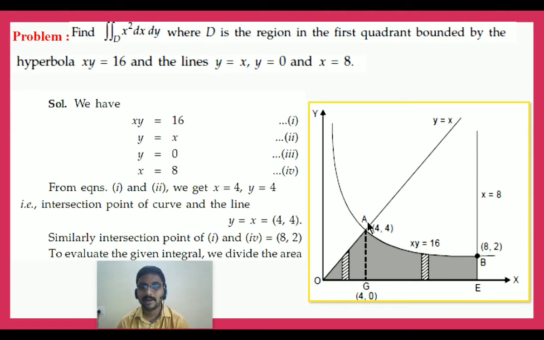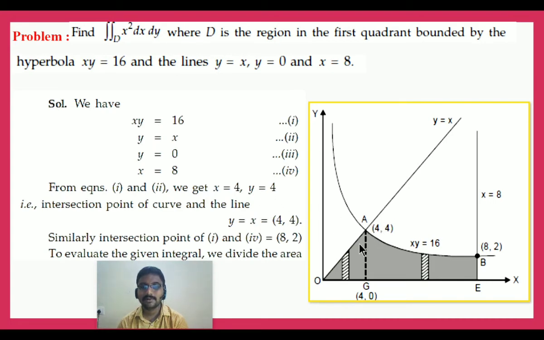One part is OAG and another part is GABE. These two parts are separated by the line x equal to 4, so that we can have two double integration limits. The double integration problem is split into two double integrals. From equations 1 and 2, the point is x equal to 4 and y equal to 4. It is the intersecting point with the line y equal to x.